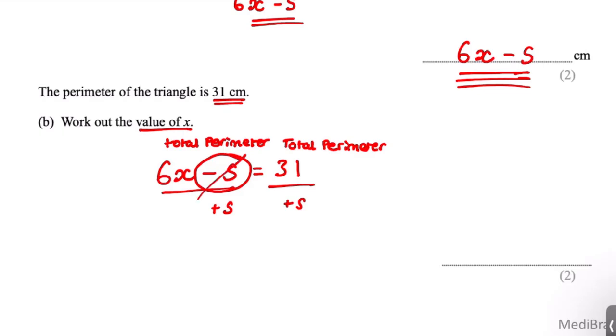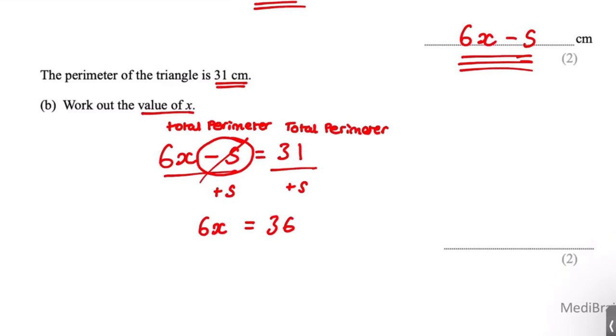So that's going to get rid of this minus 5. We're going to be left with 6x on this side, and that's going to be equal to 31 add 5. 31 add 5 gives you 36. Okay, so we have 36 on the other side, and then we want the x to be by itself. At the moment, it's being multiplied by 6. We want to get rid of that multiplied by 6, so we're going to do the opposite of it. We're going to divide by 6, and whatever we do to one side, we must do the same to the other side.